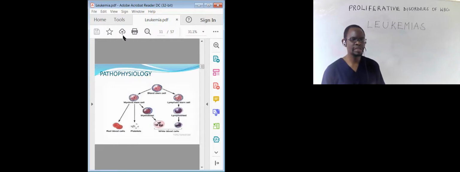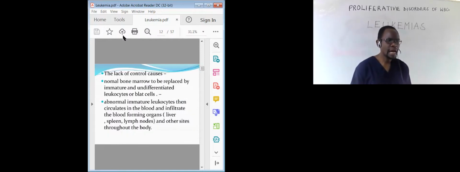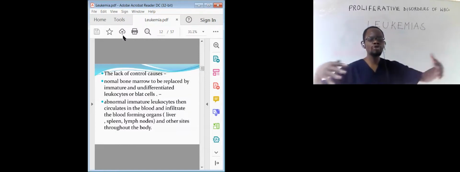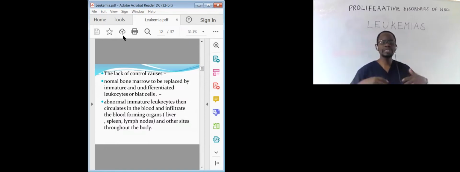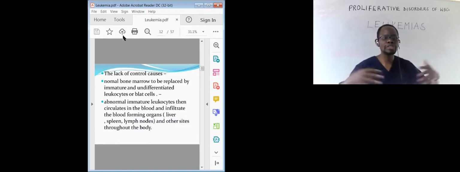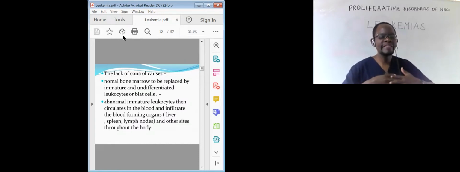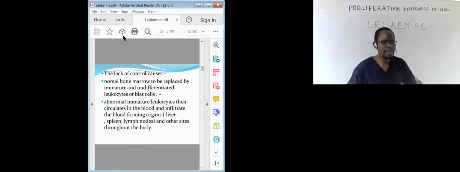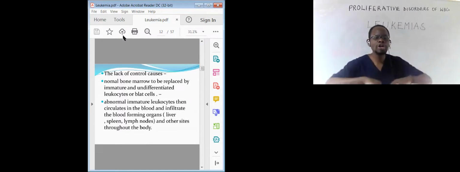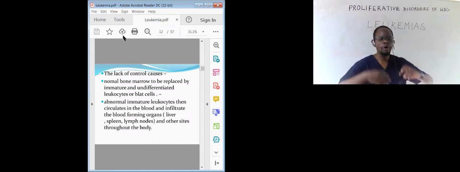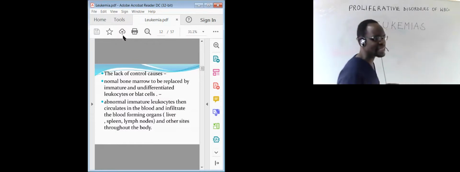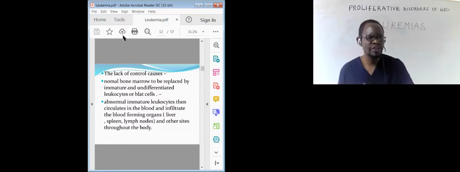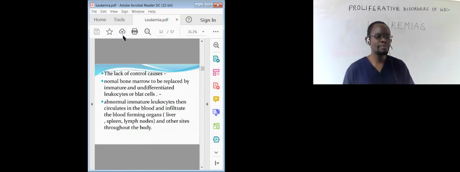This diagram we have already seen. What actually happens is that, because of the other factors we've talked about, the blood cells lose their ability to control themselves. Because of the lack of control of cell division, the normal bone marrow is replaced by immature and undifferentiated leukocytes, which we refer to as the blasts.